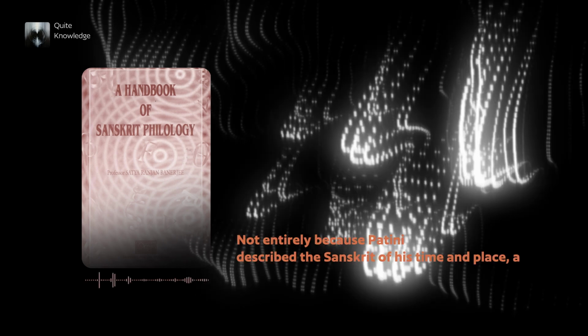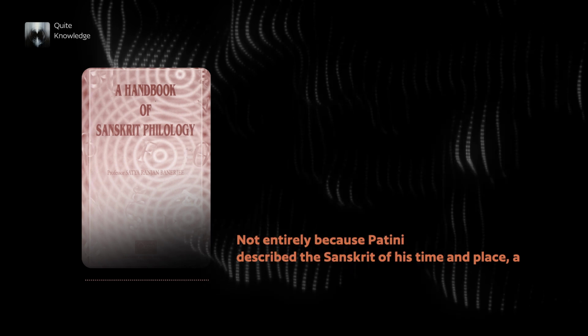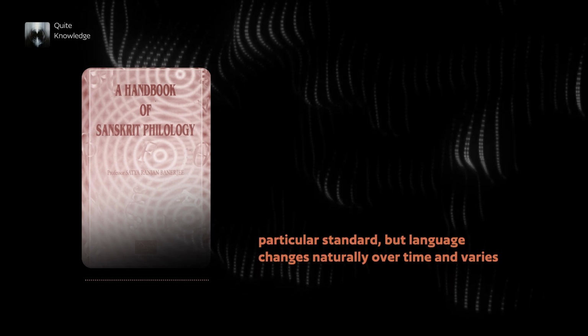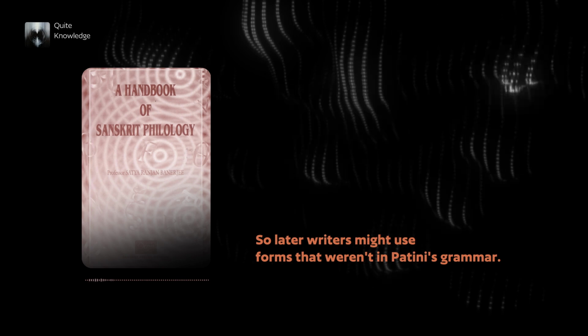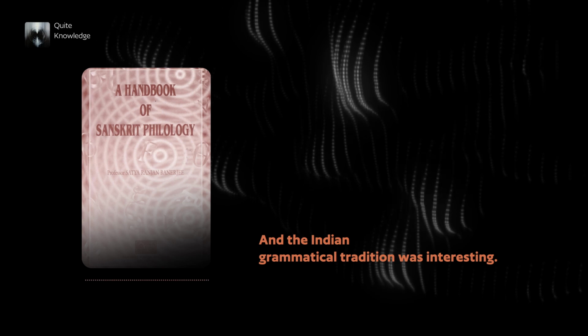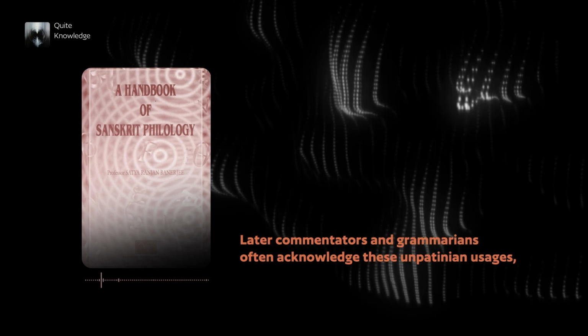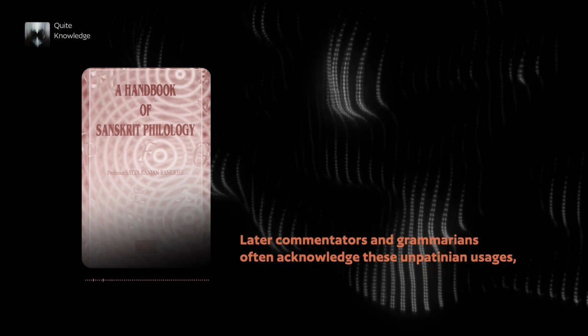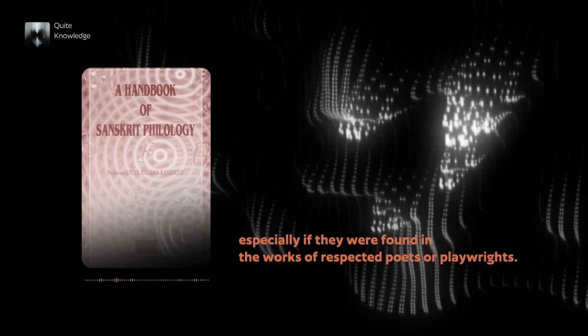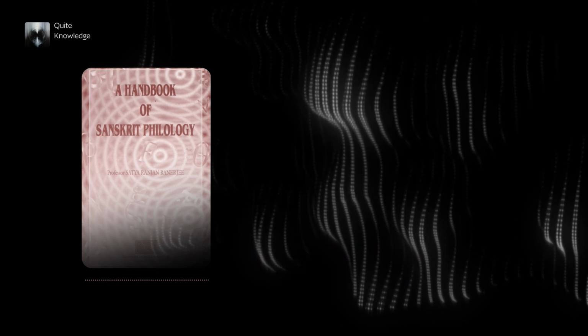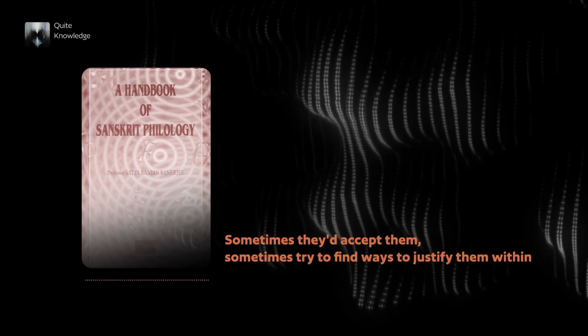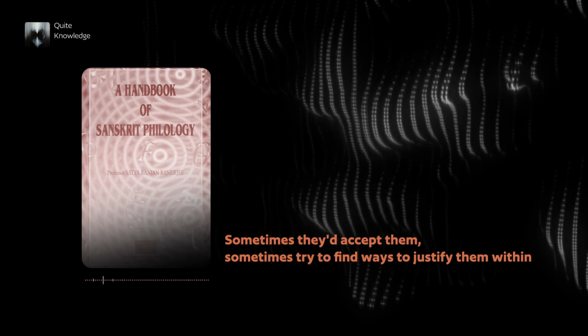Not entirely, because Panini described the Sanskrit of his time and place, a particular standard, but language changes naturally over time and varies geographically and socially. So later writers might use forms that weren't in Panini's grammar. Exactly. And the Indian grammatical tradition was interesting. Later commentators and grammarians often acknowledged these un-Paninian usages, especially if they were found in the works of respected poets or playwrights. Sometimes they'd accept them, sometimes try to find ways to justify them within the system.